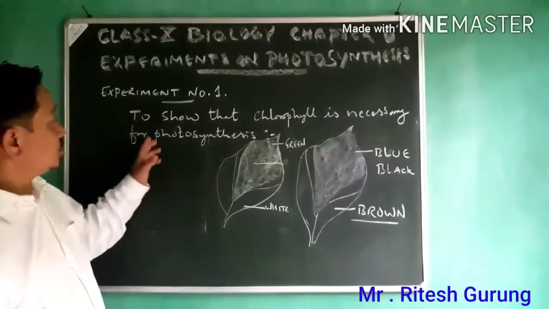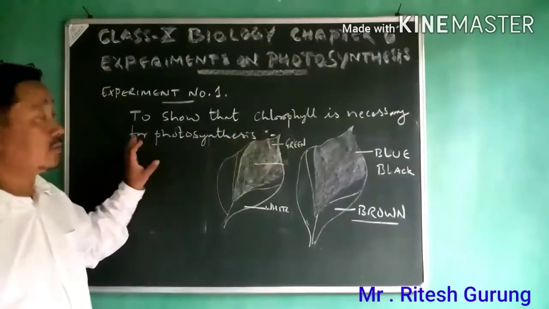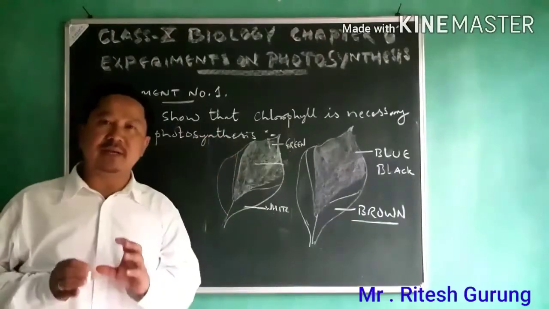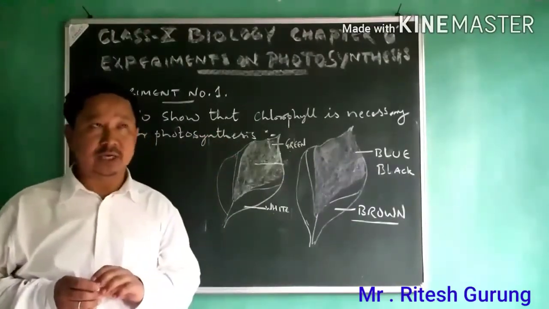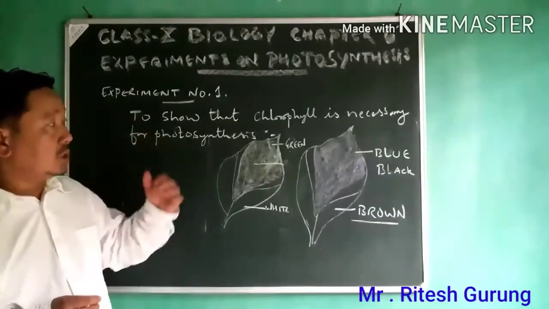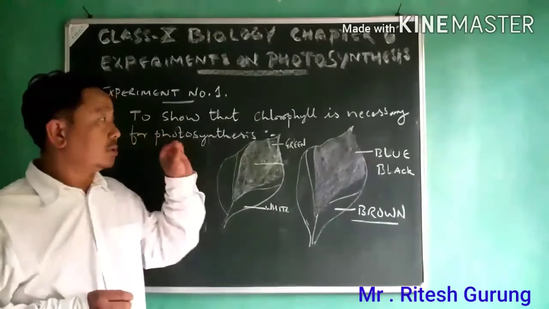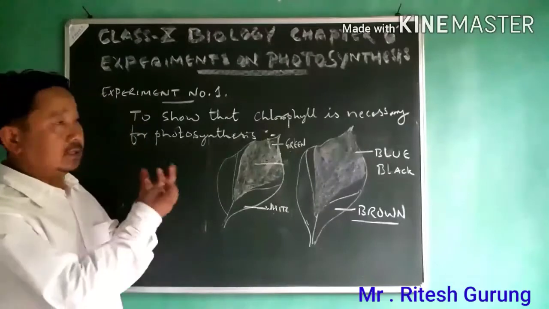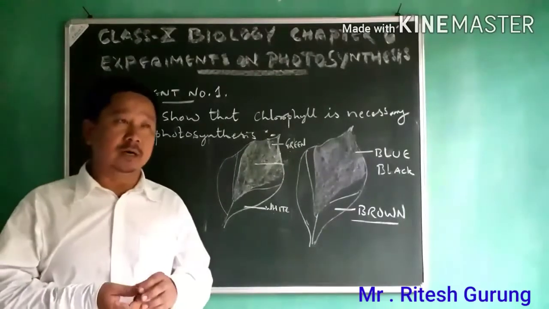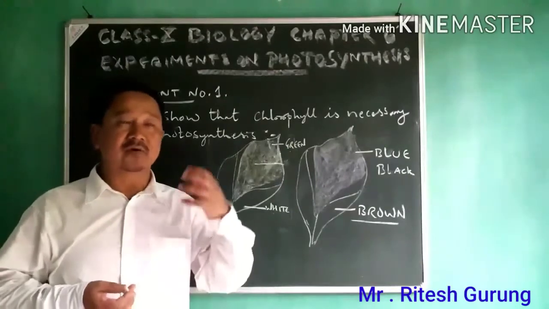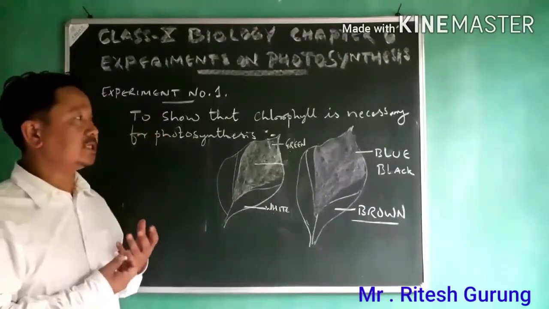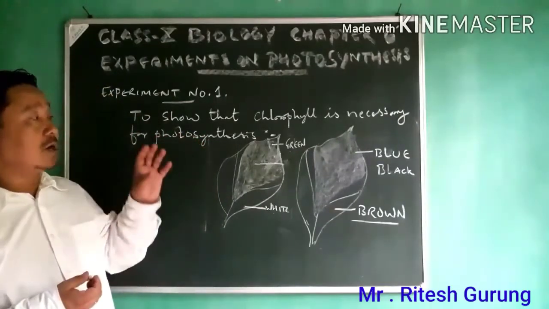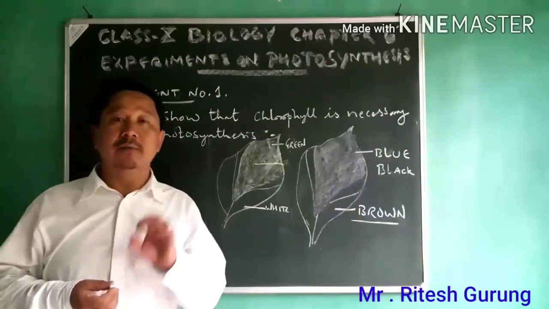Experiment number 1, to show that chlorophyll is necessary for photosynthesis. As you all know, chlorophyll is very, very important for photosynthesis. That's the reason why we say only those plants where chlorophyll is present, photosynthesis is possible. Otherwise it is not possible. There are some organisms like fungi, mushrooms and all, where photosynthesis is not possible because chlorophyll is not there.